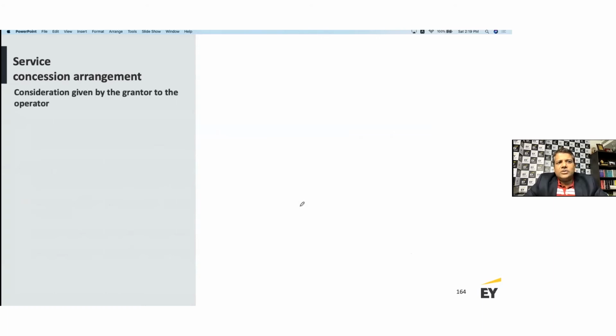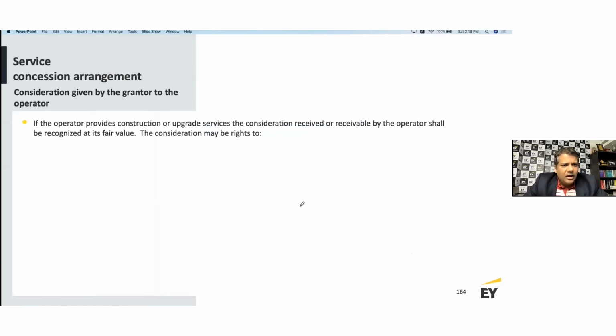Now, in the case of consideration given by the grantor to the operator. So, if the grantor is making payment to the operator, the consideration received or receivable shall be recognized by the operator at its fair value, right? The consideration may be rights to a financial asset, I'll make you the payment, or an intangible asset that I'm allowing you to charge the users, right?